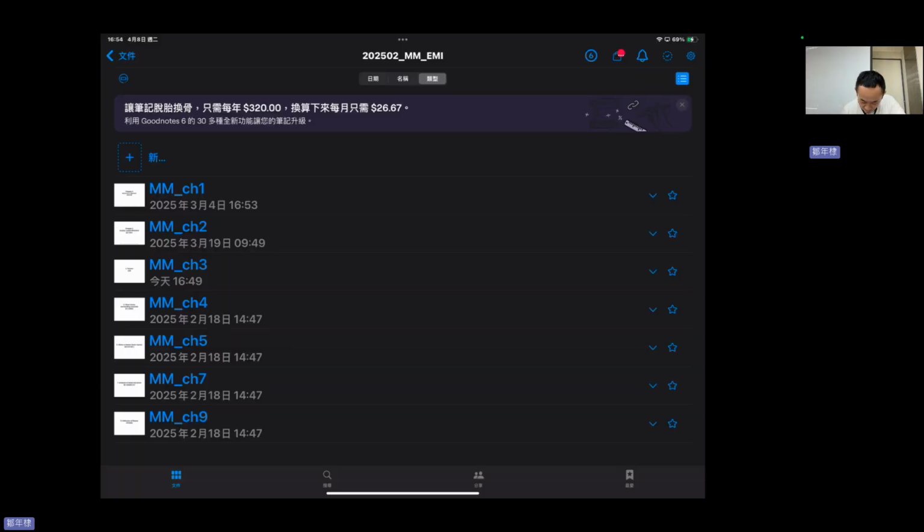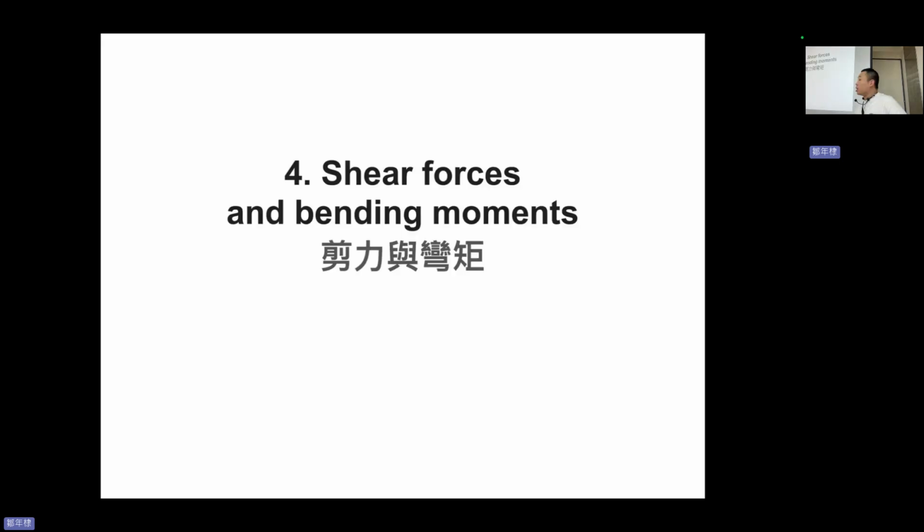Let's go for chapter 4. A fun chapter. Okay, this is a fun chapter. We are going to draw a figure for the shear force diagram and bending moment diagram. Okay, 剪力弯曲.